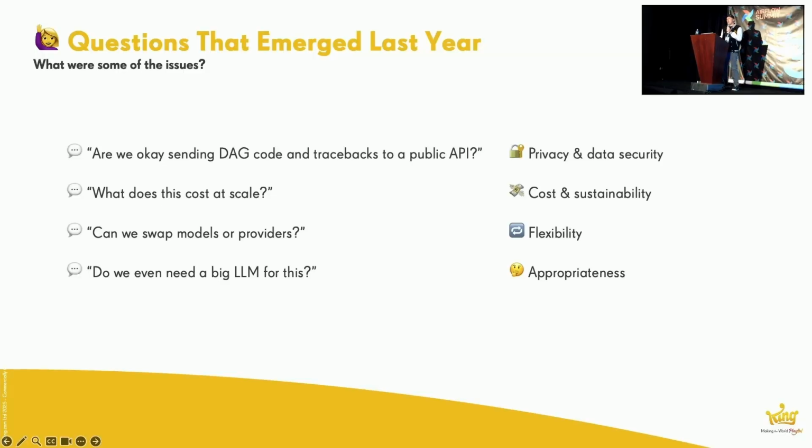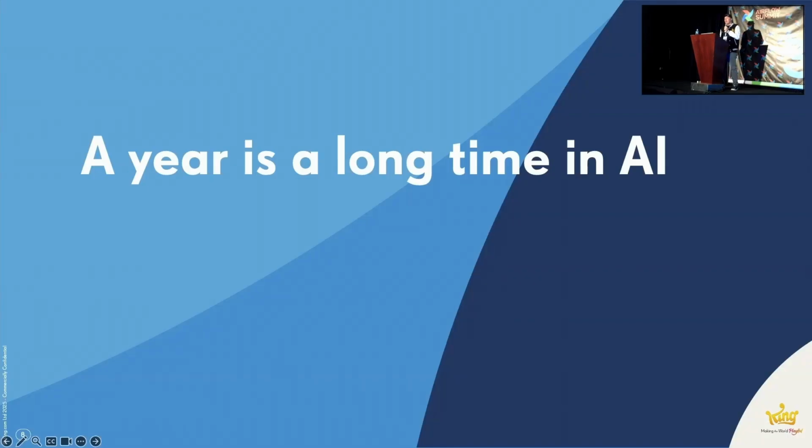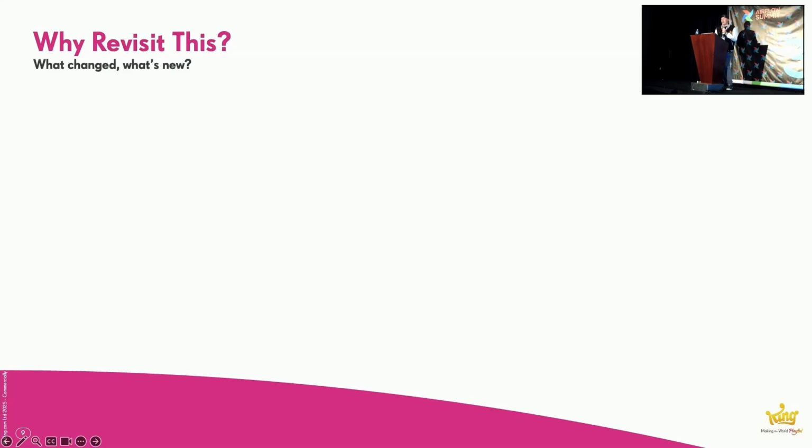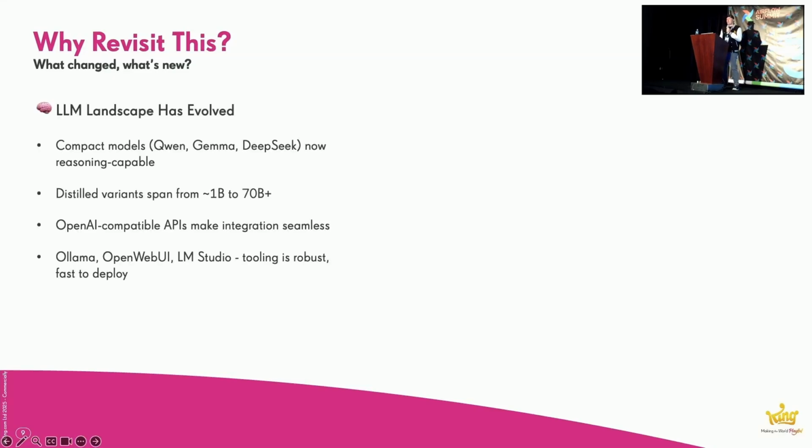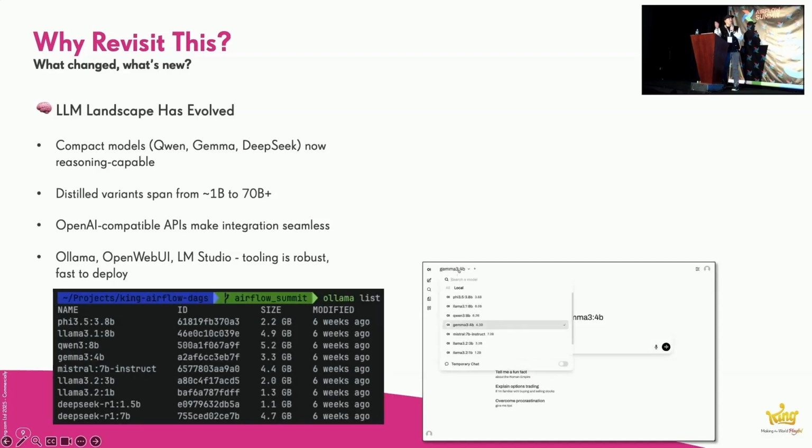Just trying to figure out whether these compact models that you can self-host might actually be a better fit, and might be able to achieve similar results. A year is a long time in AI, and over the past year the LLM landscape has evolved quite a lot. We're seeing not just more models, but smarter models. Models like Qwen, Gemma, and DeepSeek most famously, they're all capable of multi-step reasoning.